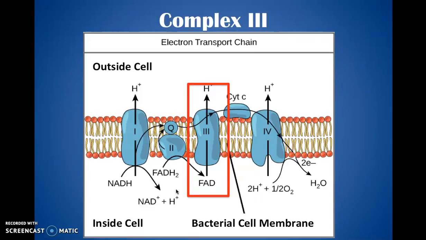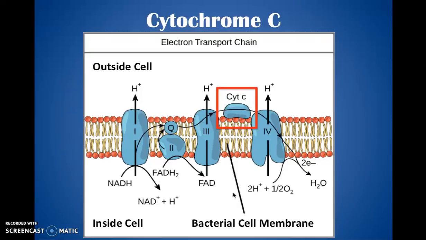So complex 3, once it accepts these electrons from coenzyme Q, it's going to pump more protons out of the cell, and it's going to deliver these electrons to cytochrome C. Cytochrome C is then going to deliver electrons to complex 4, where a final batch of protons is going to be pumped out of the cell.